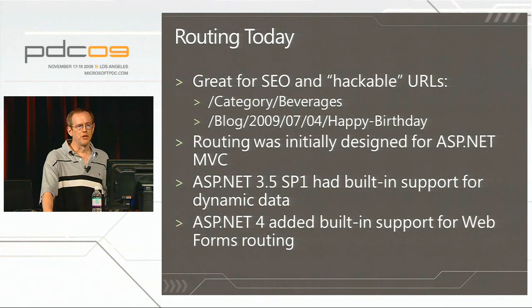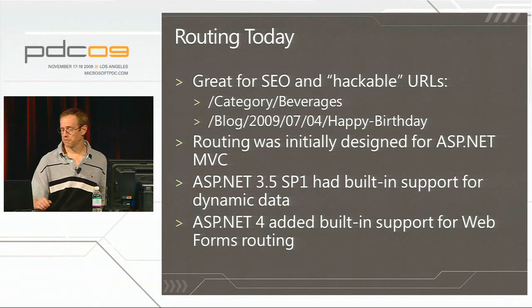So it's great to have URLs that have rich names in them, like category and beverages. And that's what we created routing for in the 3.5 SP1 timeframe: for these kinds of scenarios and for building it into MVC.